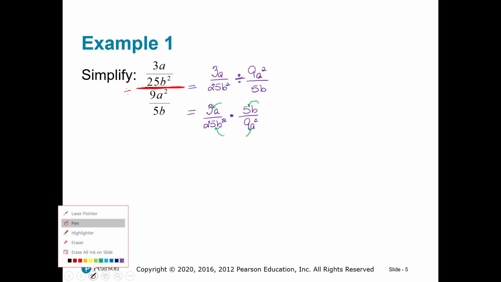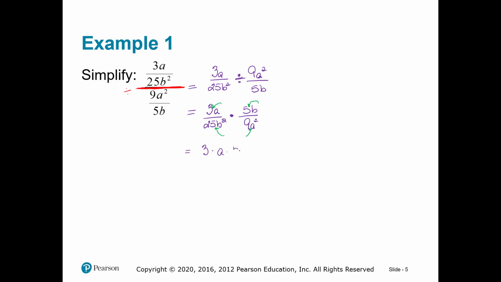So for some of you, this might be a better way to rewrite the problem. You've got 3 times a times 5 times b all over your 25 times b to the second times 9 times a to the second. Some of you are like, do I have to do that? Of course not. Others of you are like, I kind of like that. Then go for it.